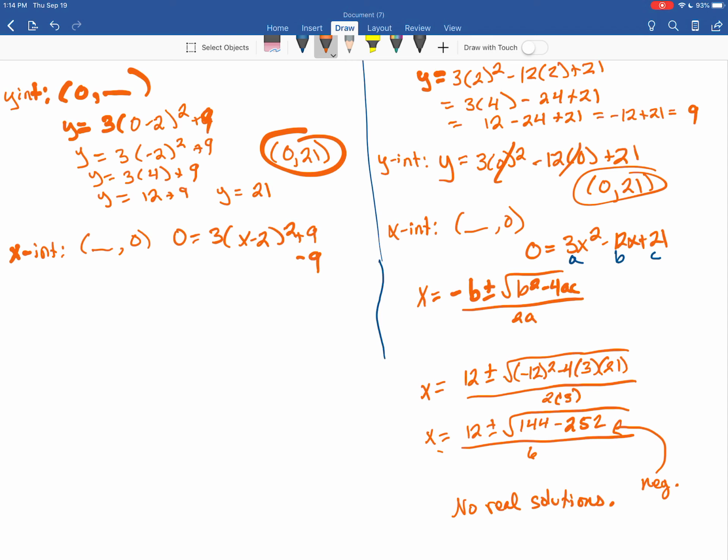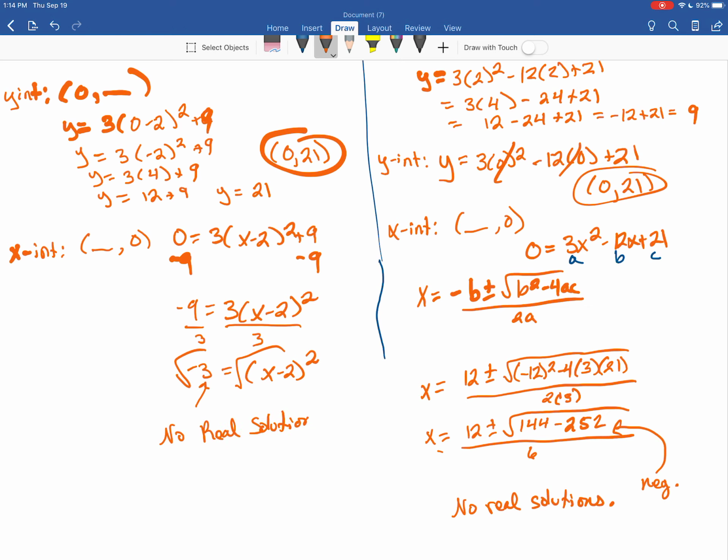On this one I would subtract 9 to the other side. And then I would divide by 3. I'm trying to get to that x. And at this point, I would try to take the square root of both sides, but I would get stuck in that exact same situation where I'm trying to take the square root of a negative. So I would get stopped in my tracks here as well. It doesn't look like there are any x-intercepts.